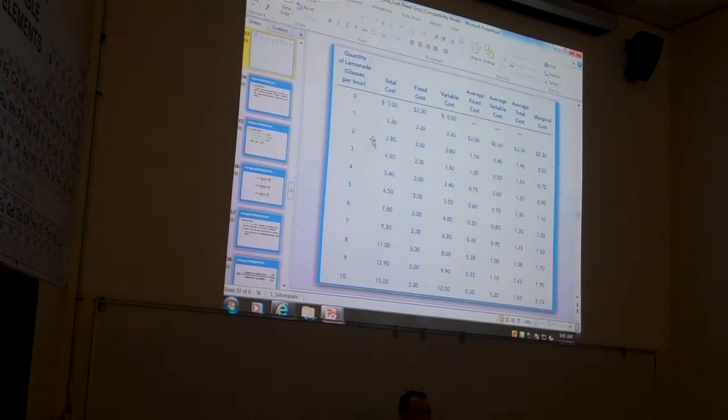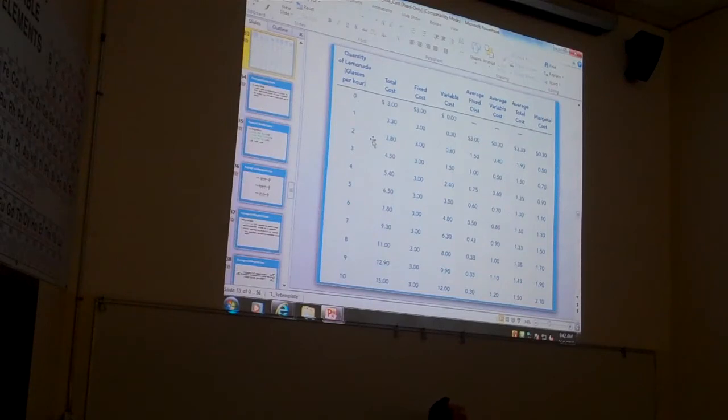And so, for example, average fixed cost is just fixed cost divided by units of output. The first one is $3, so we have one unit of output, $3 divided by one, $3. For the second, we make two units of output, so average fixed cost is fixed cost, $3 divided by two, so it's $1.50, et cetera. Everybody okay with that?